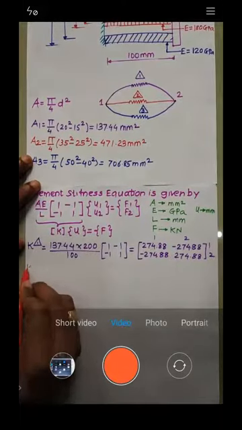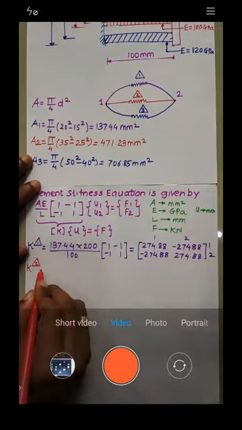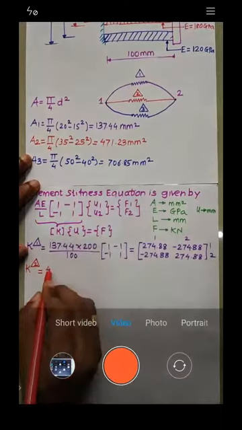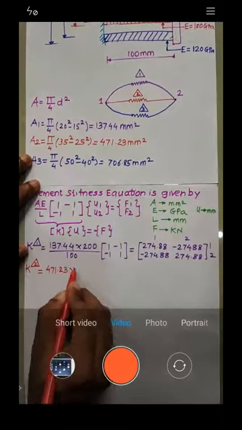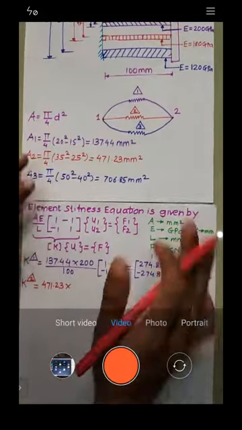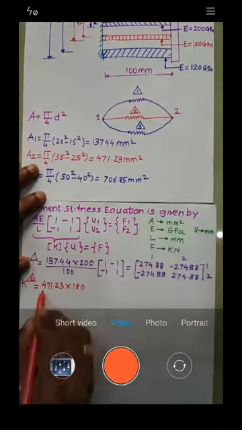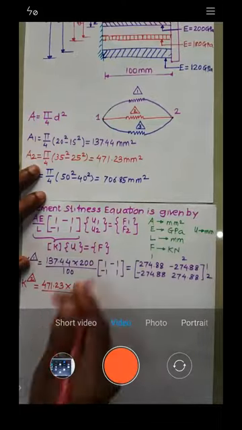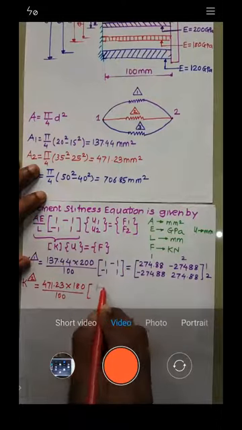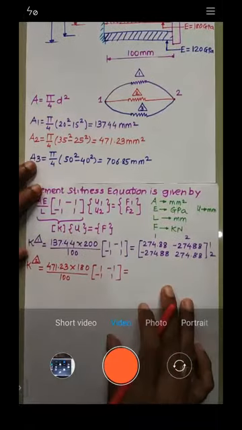Element stiffness matrix for element number 2. So go for that. For element number 2, the area is 471.23, into E for element number 2, which is 180, by L. The length of every element is 100, into 1 minus 1 minus 1 1. So just calculate this value and see how much we are getting.